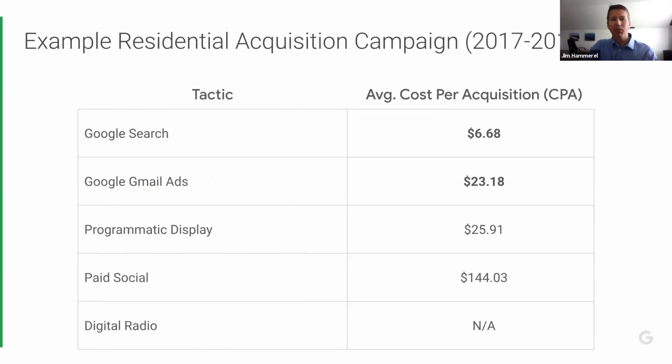Here's just an example of a residential acquisition campaign that we ran a couple years ago. And the results that we're seeing are pretty typical for other campaigns that we've run, which is why we decided to run everything through Google.